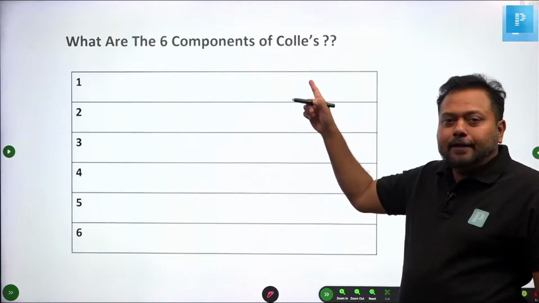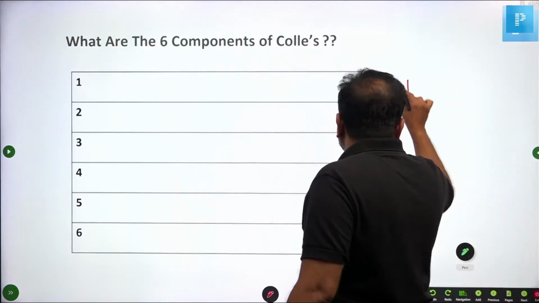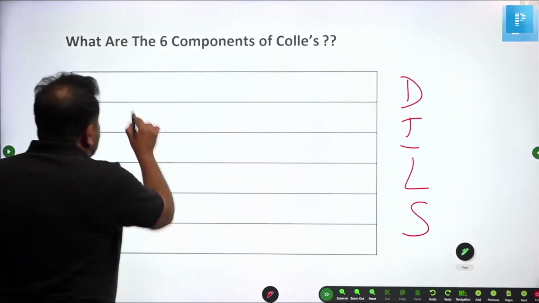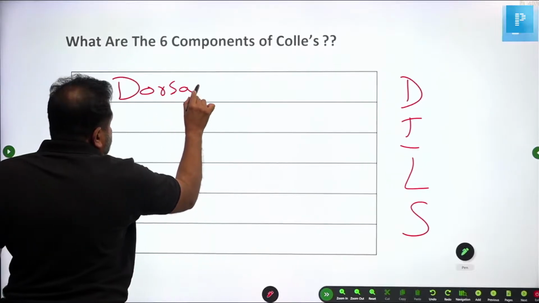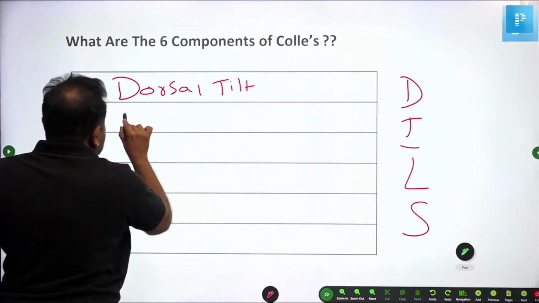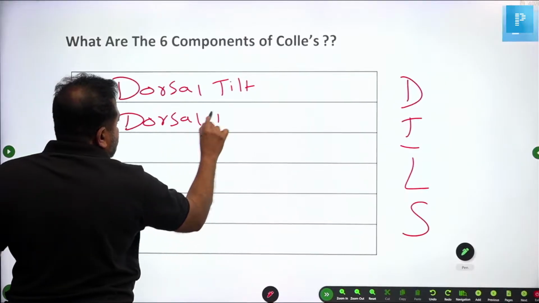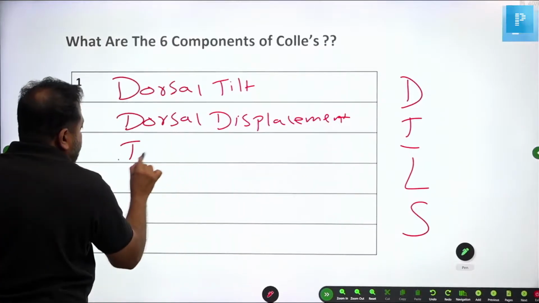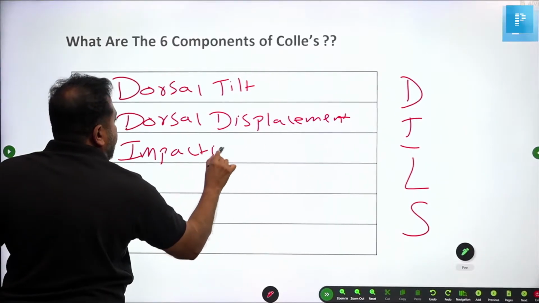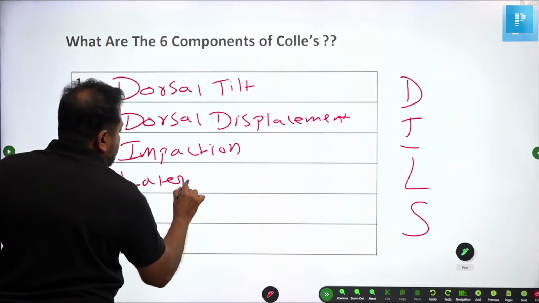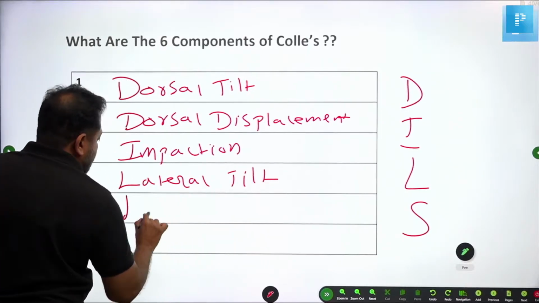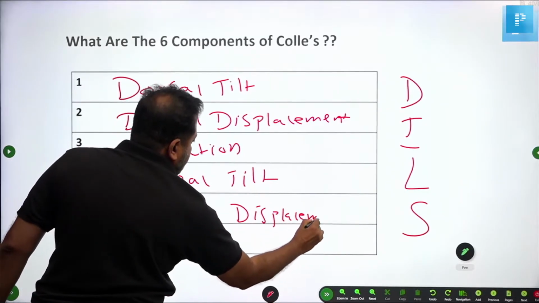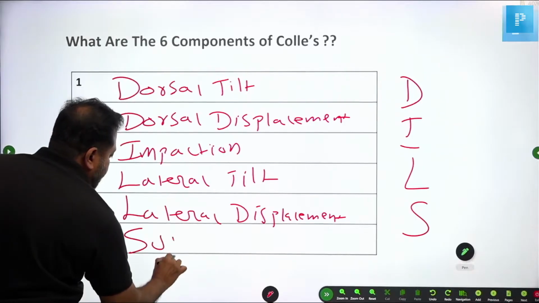So purely extra-articular is called Colles, and Colles will cause the dinner fork deformity, classical dinner fork deformity. The 6 components of Colles, one should not forget, very favorite INICET area, the mnemonic which we will teach is called DILL's mnemonic. Okay, one is dorsal tilt, then dorsal displacement, then impaction, then lateral tilt, lateral displacement, and finally it is supination.